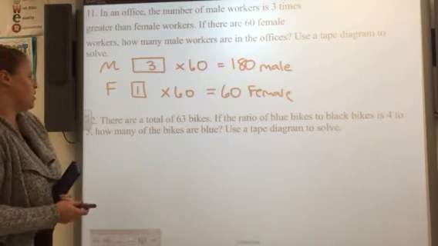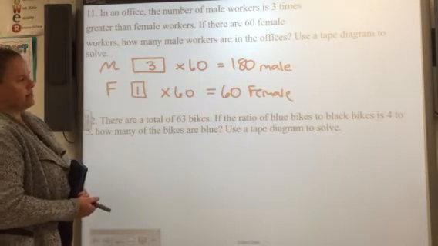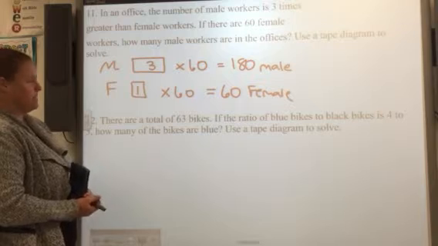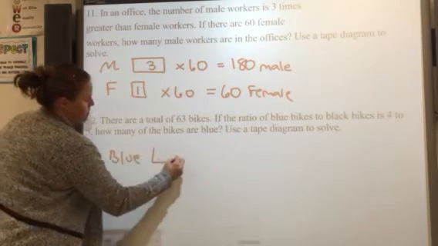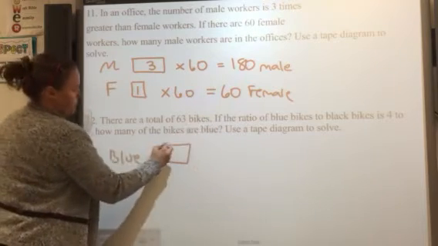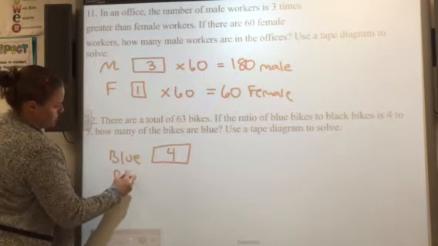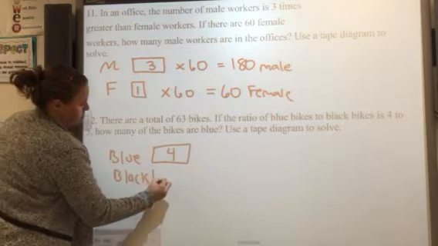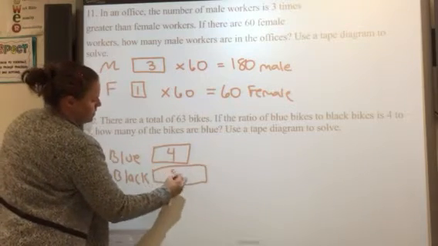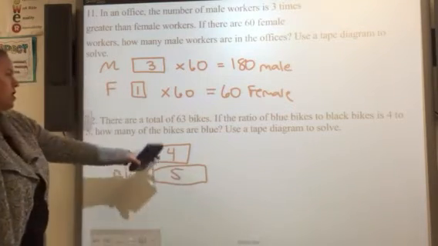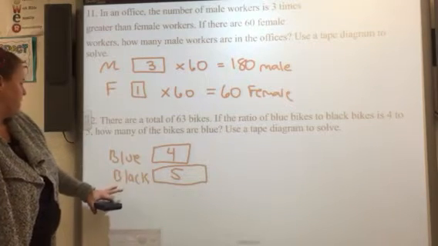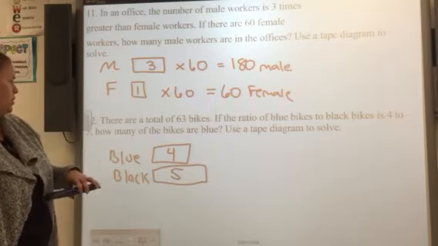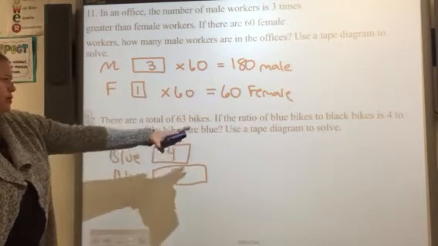Number 12, there are a total of 63 bikes. If the ratio of blue bikes to black bikes is 4 to 5, so blue, and we're using tape diagram again, and black, so if there are 4 blue and 5 black, how many bikes are blue? And use a tape diagram to solve.